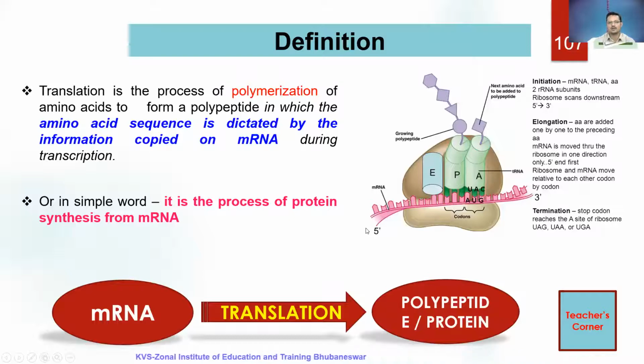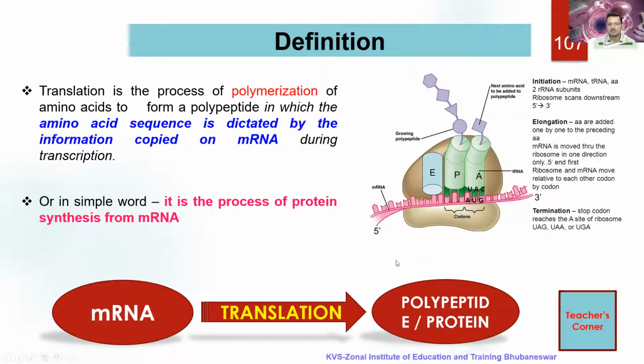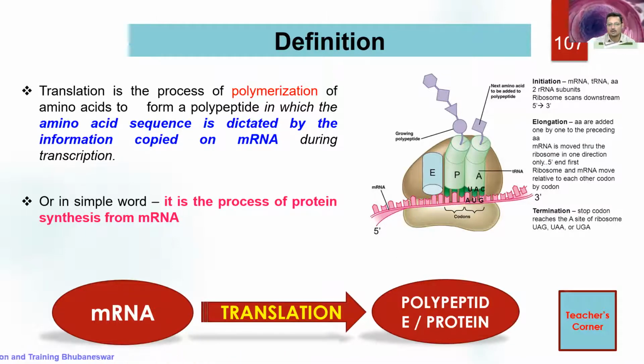Let us first of all define translation: polymerization of amino acids to form a polypeptide, in which the amino acid sequence is dictated by information copied in the mRNA. Or in simple words, you can say the process of protein synthesis from messenger RNA. As you can see here, messenger RNA is translated to form polypeptide, which is further converted into protein. So this is the basic idea. There are certain sub-processes that we will get on with.